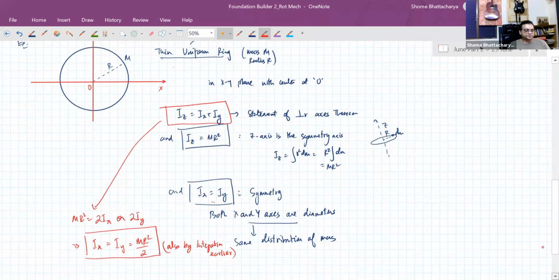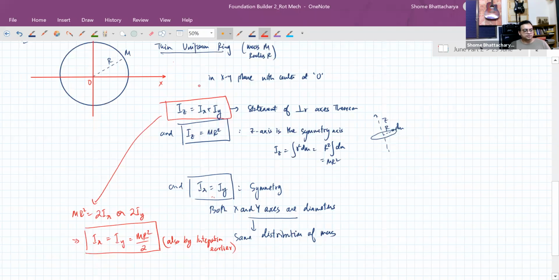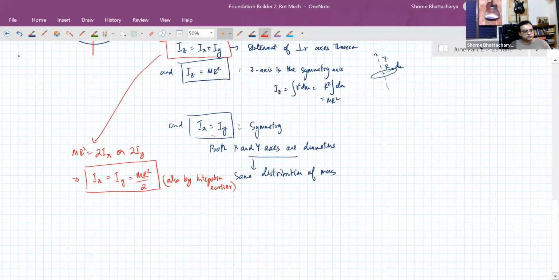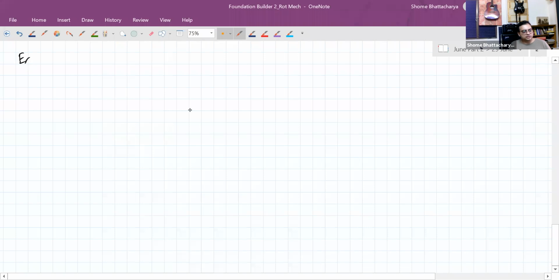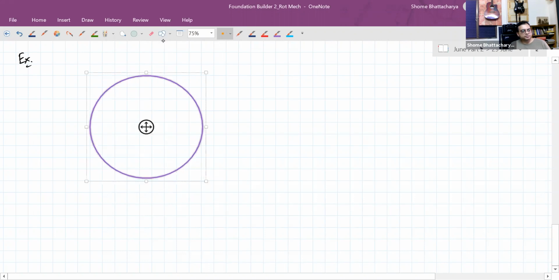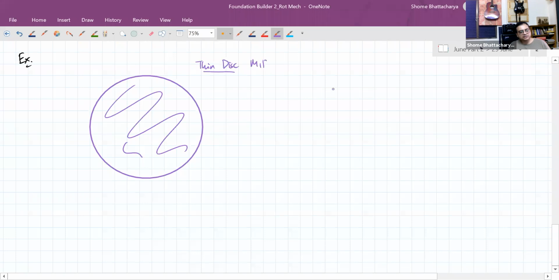So let's move on to an interesting example we can solve using this. Now instead of a ring, let's say we have a thin disk, and we want to calculate the moment of inertia about some particular axis, which I'll tell you about. So this is a thin disk of mass m and radius r. Three-dimensionally, it looks something like this. Its thickness is negligible.